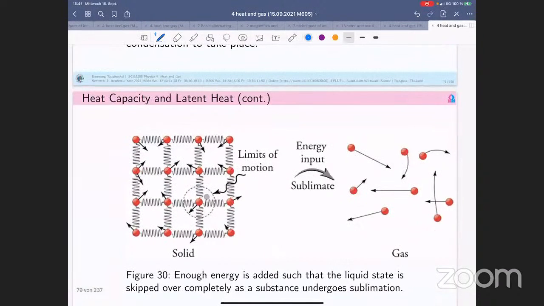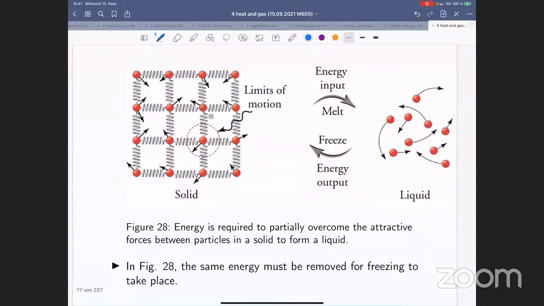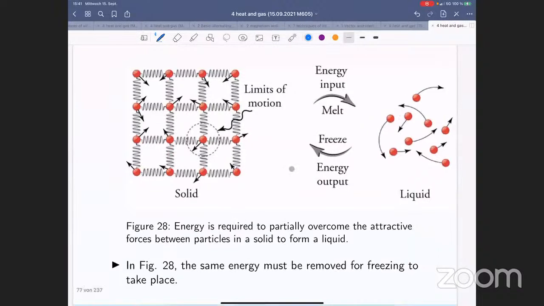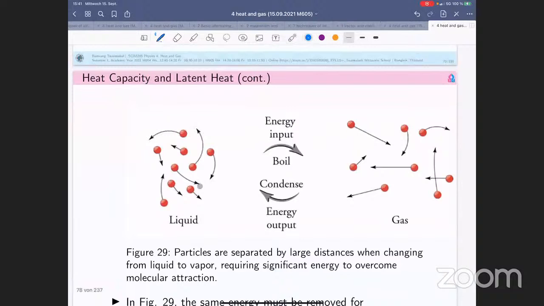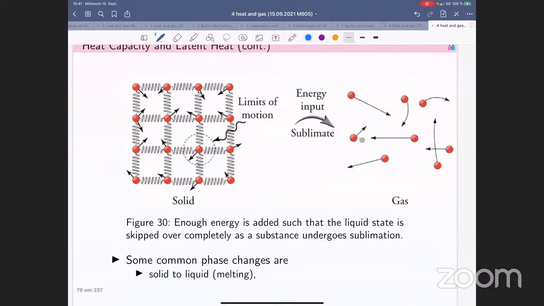And there's a special phenomenon where the liquid phase is skipped. So far the material changes its phase from solid to liquid, and from liquid to gas. The next one is from solid to gas directly, without being a liquid at all. This process is called sublimation. We put heat into it, and it breaks the attractive forces easily, so the molecules stay quite far from each other and can move easily.